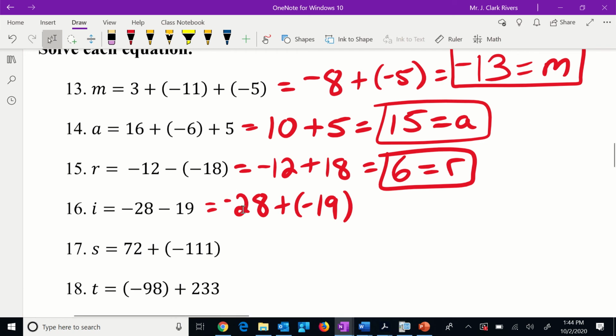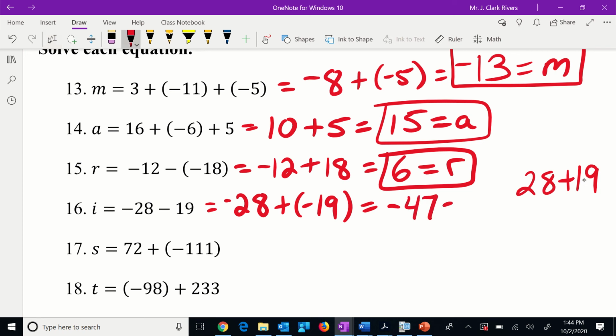This is the same thing as 28 plus 19, except for a negative plus a negative has to be a negative. It's the same thing as 28 plus 19, except the sign is the opposite. So what's 28 plus 19? Well, 28 plus 20 is 48. We're one short of that, so 47 equals I.